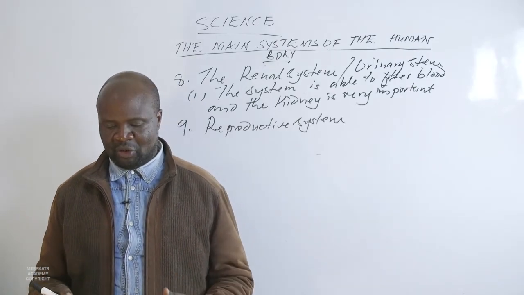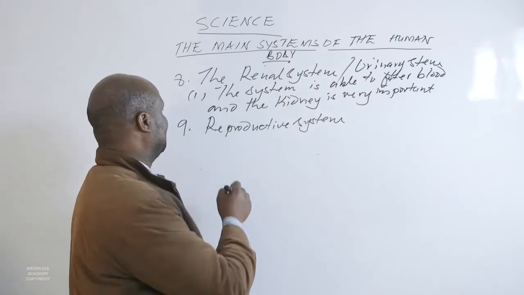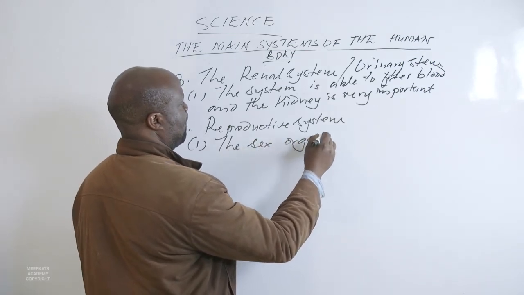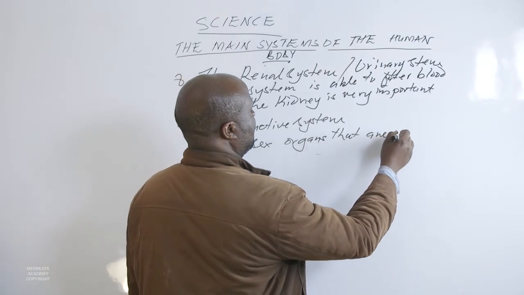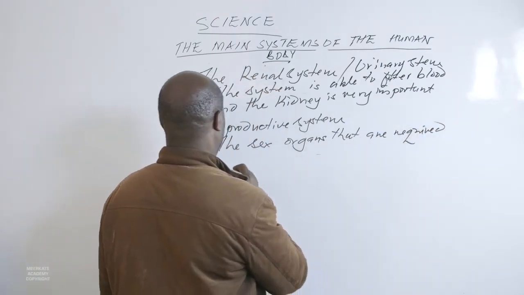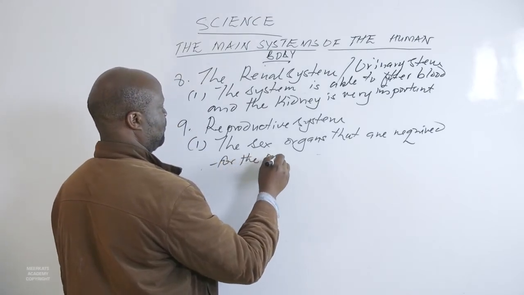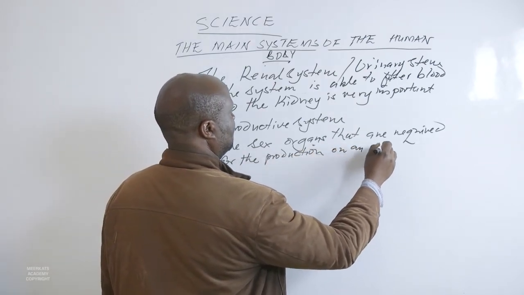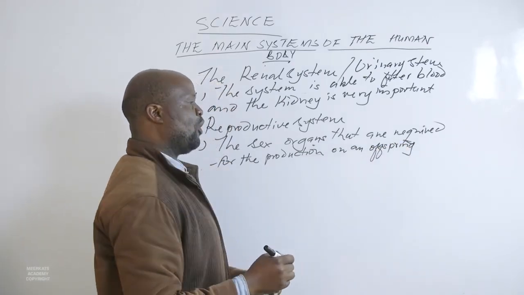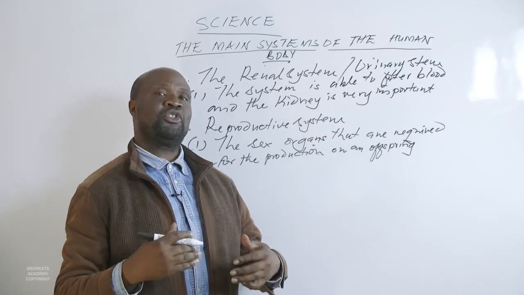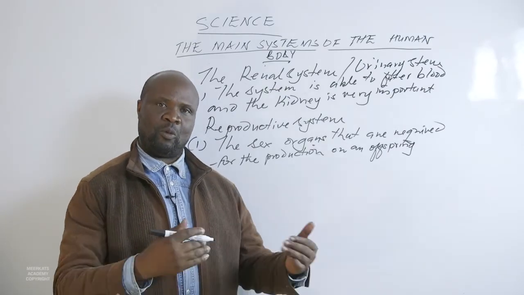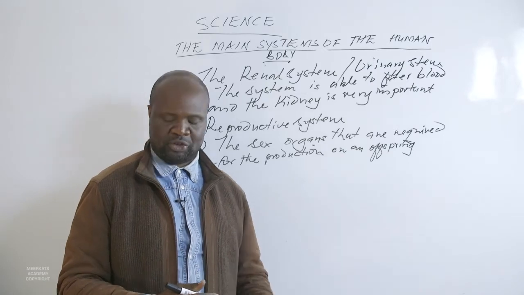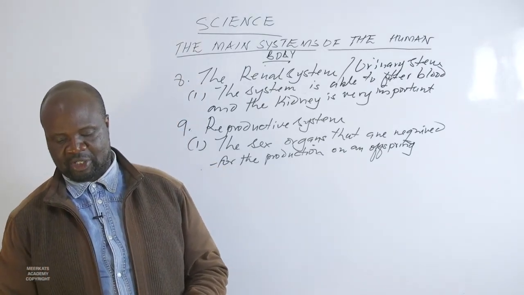Here we talk about the 6 organs that are required for the production of an offspring. An offspring will show that life will carry on; whether the parent, that's the human being, dies, there are still other offspring that will continue life. So we're saying the 6 organs required for the production of an offspring.